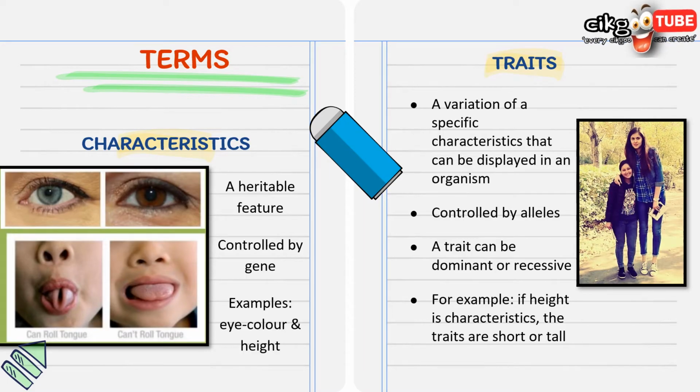Trait, on the other hand, is a variation of a specific characteristic that can actually be displayed in an organism. Each characteristic has its own trait. So a trait is controlled by a pair of alleles. A trait can be dominant or recessive. For example, if height is a characteristic, then its traits are short or tall. If the characteristic is color of seed, the trait will be yellow or green. And if the characteristic is eye color, the trait will be either black, brown, green, or blue.